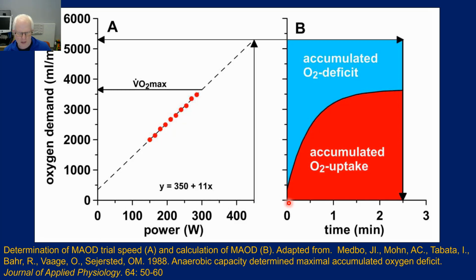And so this is what happens. You start using oxygen, and the amount of oxygen, which is accumulated oxygen uptake, rises. But notice, it rises only as high as VO2 max. It can't get any higher. So this area under this line represents the accumulated oxygen uptake, the amount of aerobic contribution to this work at 120% VO2 max. The blue area represents the accumulated deficit.